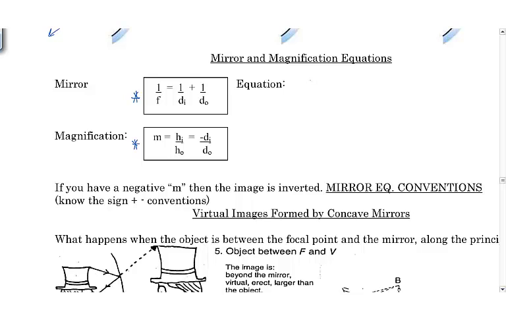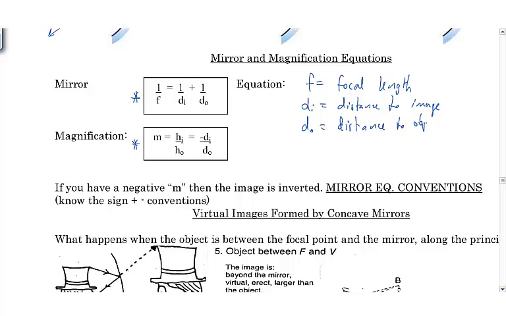So a couple letters that you need to be aware of there. Remember, F is the focal length. So again, these are distance measurements. DI is distance to the image. DO is distance to the object. HI is height of the image. And HO is height of the object.